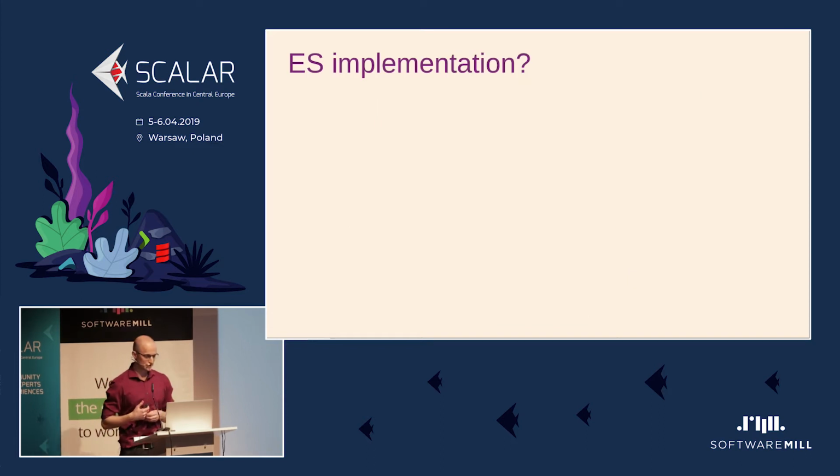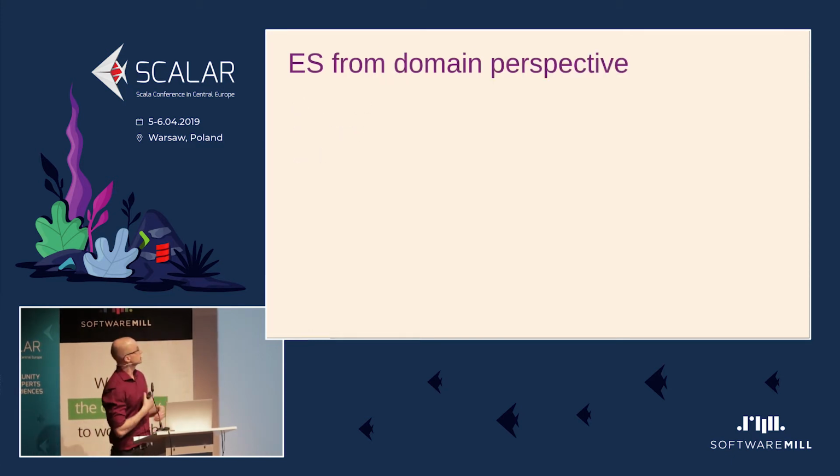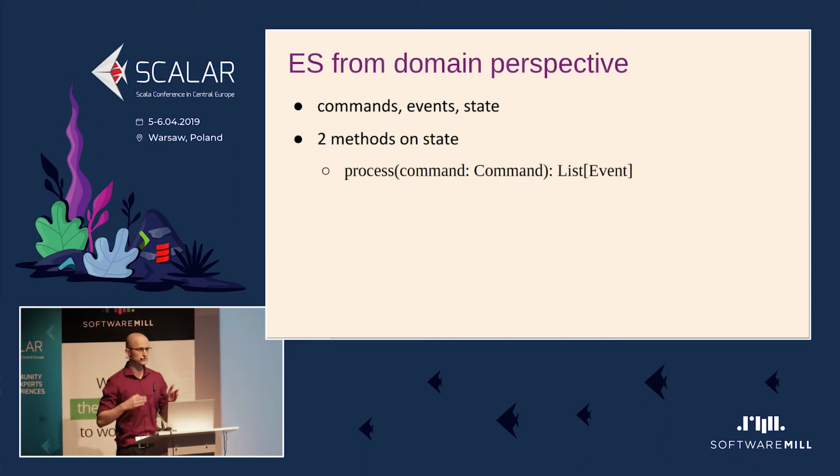Okay, now the question is how to implement an event sourcing application. We have three options here: custom implementation, some library, or a framework. If you look at event sourcing from a domain perspective, this is quite a trivial architecture. We have only three basic building blocks: commands, events, state. And just two methods to implement on state: process command and return a list of events, apply event and return a new version of the state. And if you go with fold left and apply, you will get the most current state.